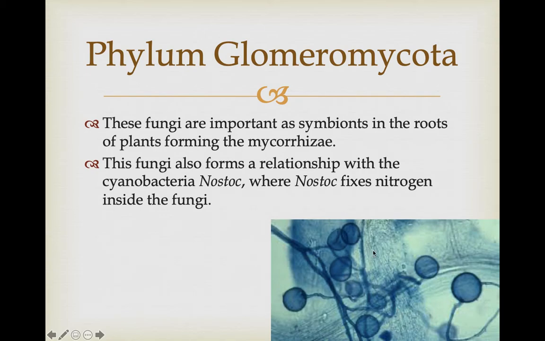Glomeromycota fungi will colonize the roots of the plant and live on the roots of the plant. The plant provides them a nice safe place to live, the roots. It also gives them a little bit of sugar via photosynthesis. And the roots are about to do something which is very important.